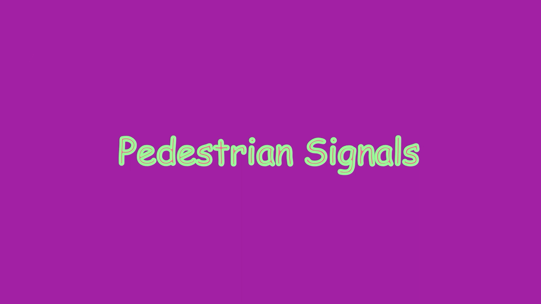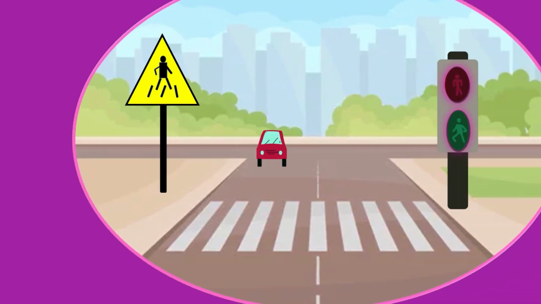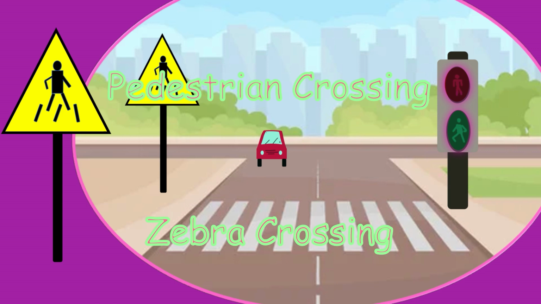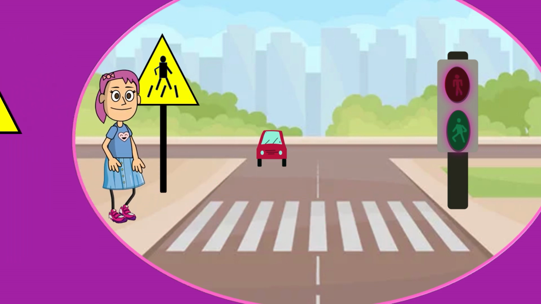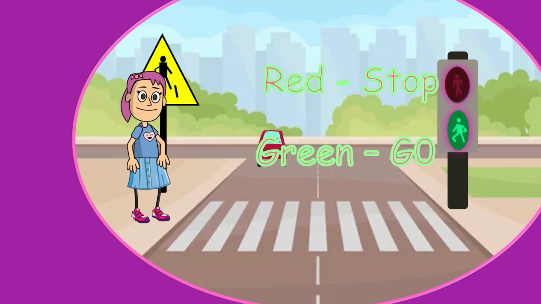Let us learn about pedestrian signals. This signal means pedestrian crossing, also called zebra crossing. Cross the road only on the zebra crossing. Red means stop. Green means go.